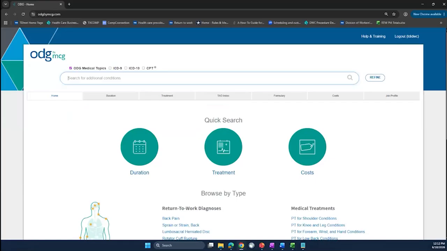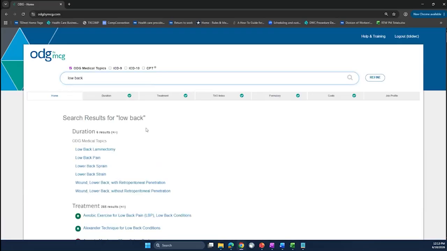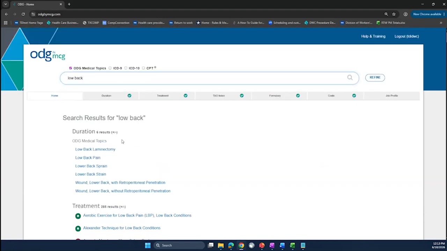All right. So this is what the ODG looks like whenever you log in. This is your dashboard. Up here you have your main search tool where you could look up anything, low back injury, any type of injury. Again, this is your dashboard. Here we can search for any condition or injury, and it'll show you duration, treatment, all of these things.